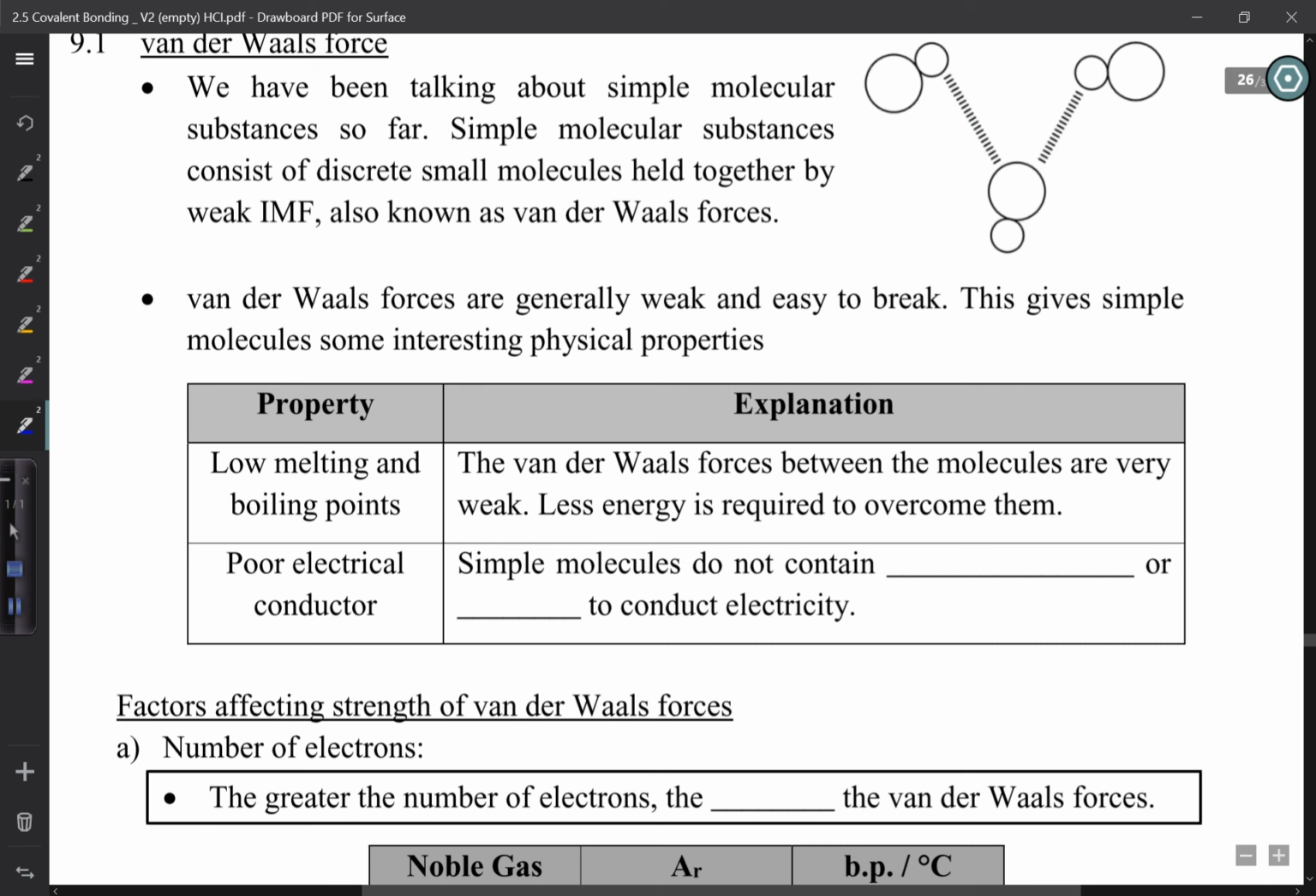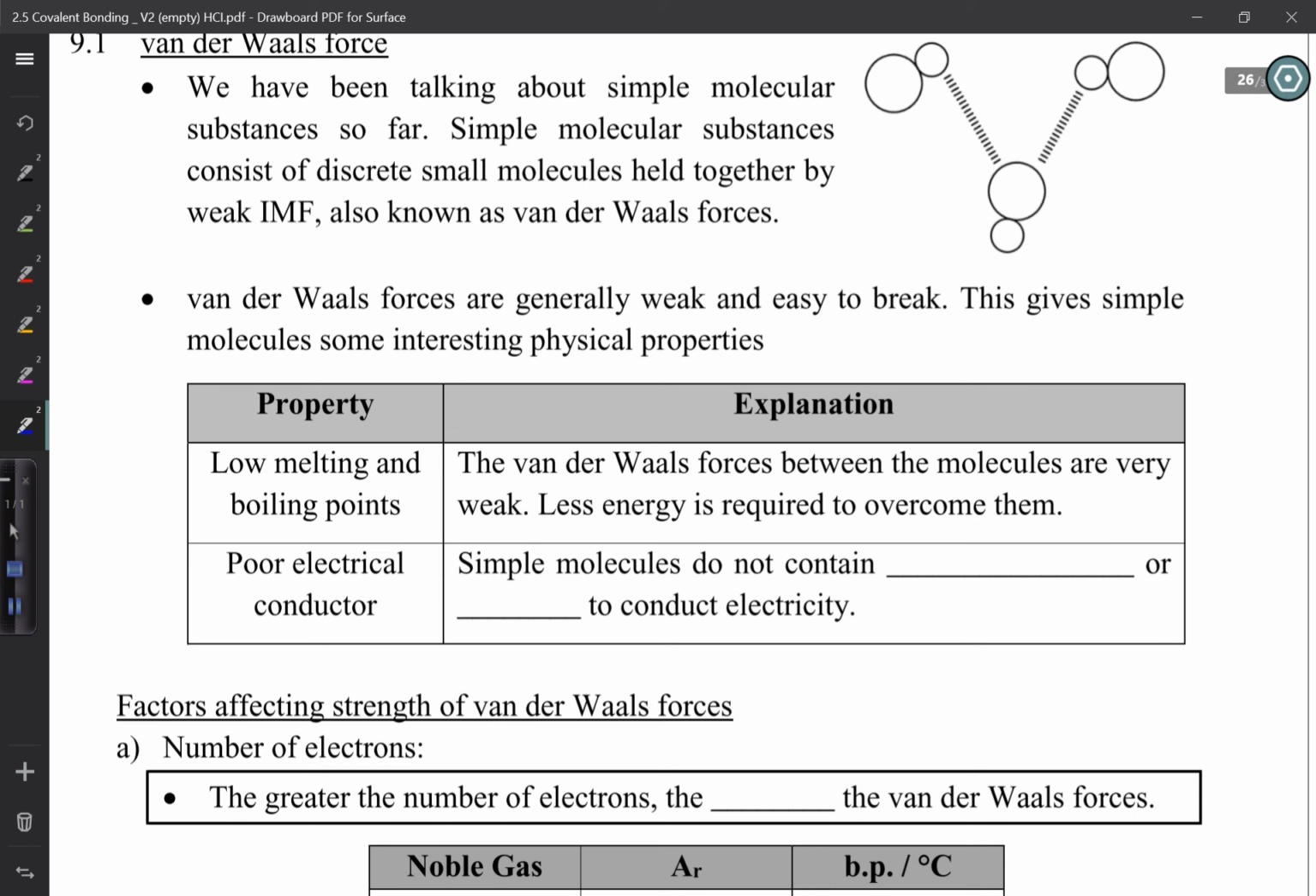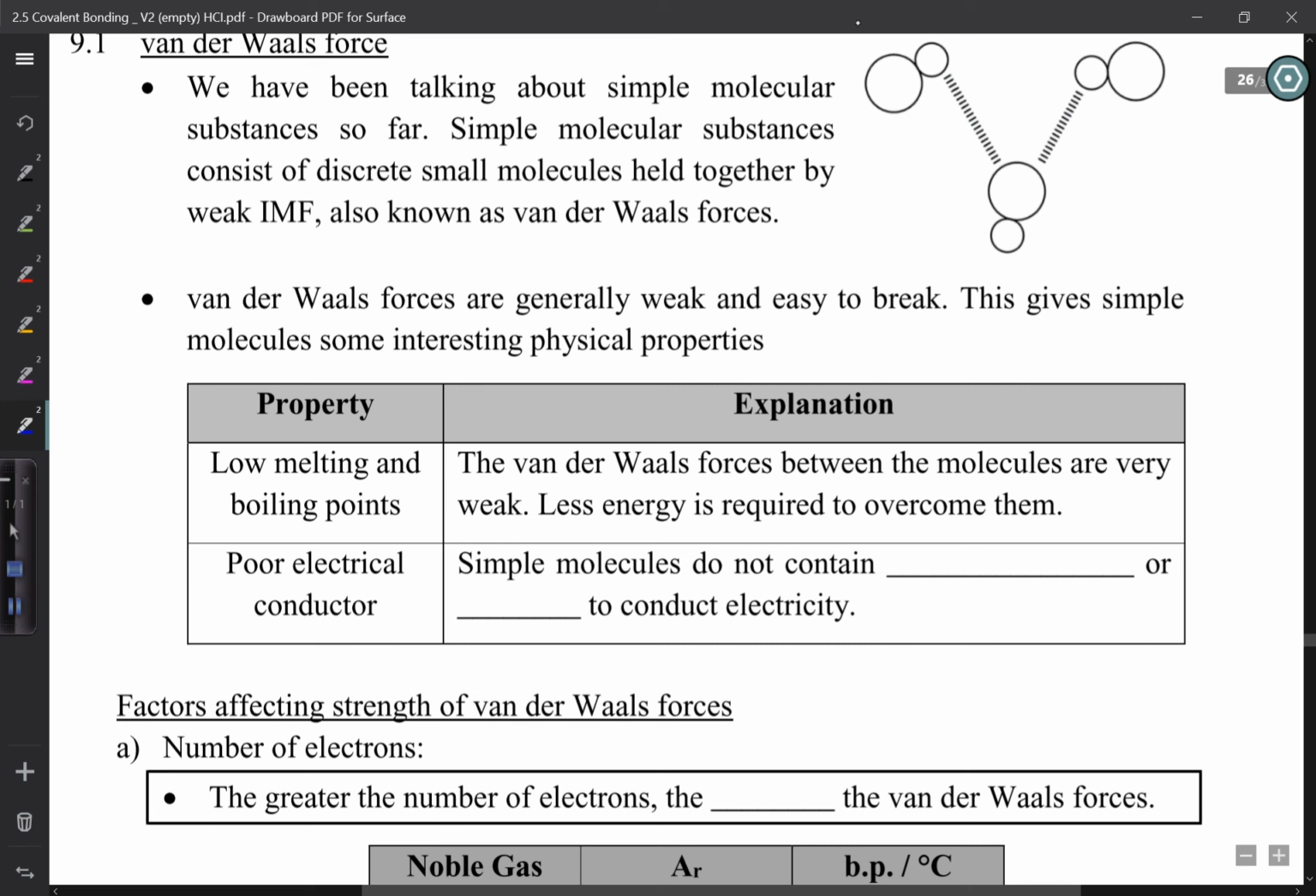What is the resistance of pure water? You have learned about resistance in physics, measured in ohms. Usually your resistor is a few ohms, right? For ultra pure water, the resistance is in the range of mega ohms. Mega is 10 to the power of 6. That's how insulating pure water is. Why doesn't it conduct? Because it doesn't contain any mobile ions or electrons. It's just a molecule. So simple molecules do not contain mobile electrons.